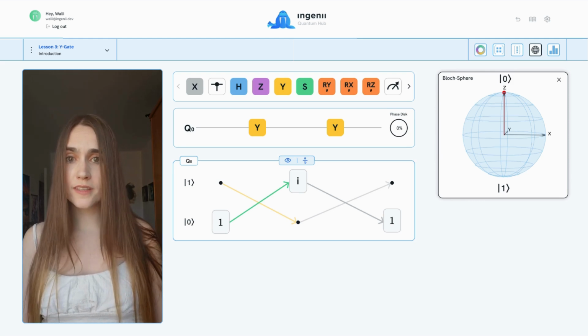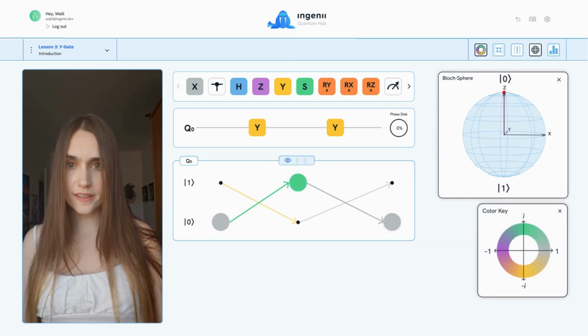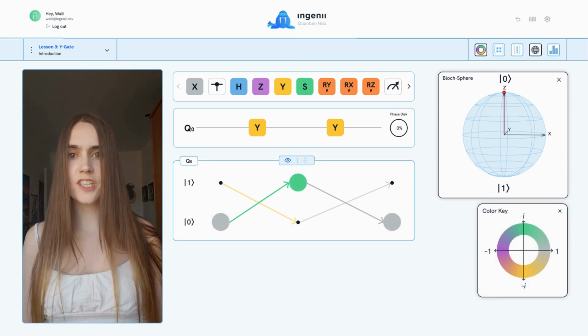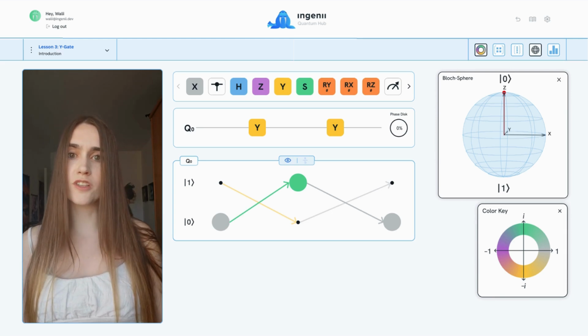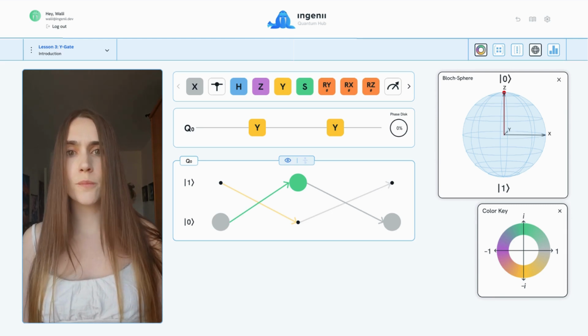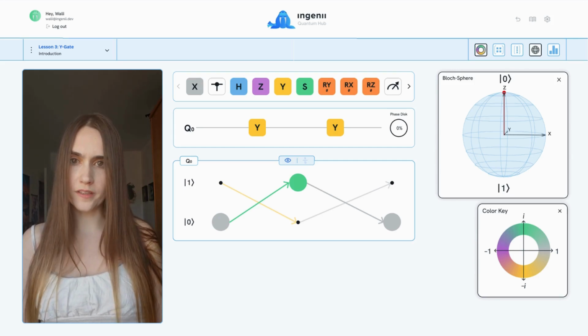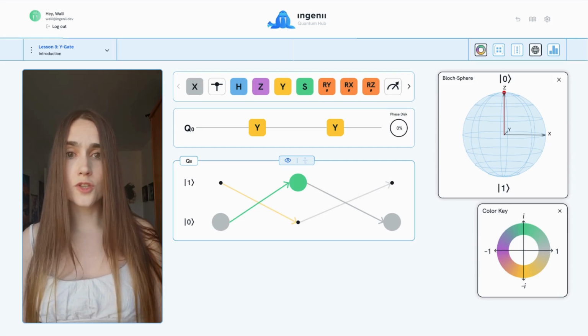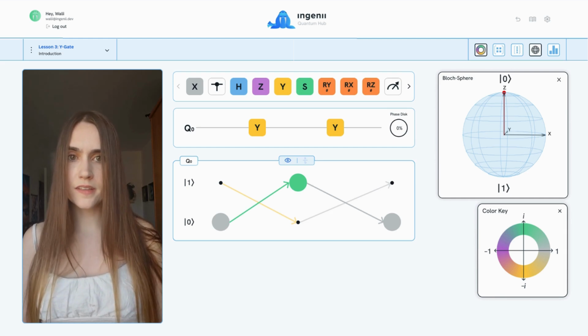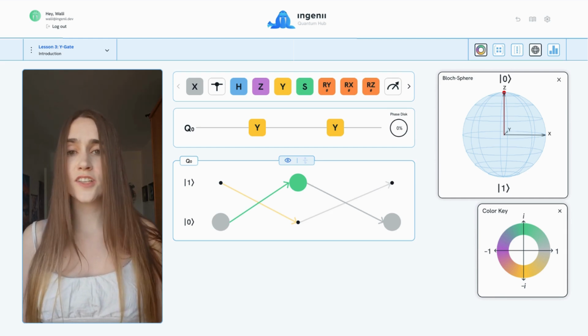In visual models like the state space or the phase disk, this transformation is shown not only by a change in the position of the balls, but also by a change in color, representing the new phase that the qubit acquires. These visual tools help us see how both amplitude and phase evolve during quantum operations, such as the Y-gate.